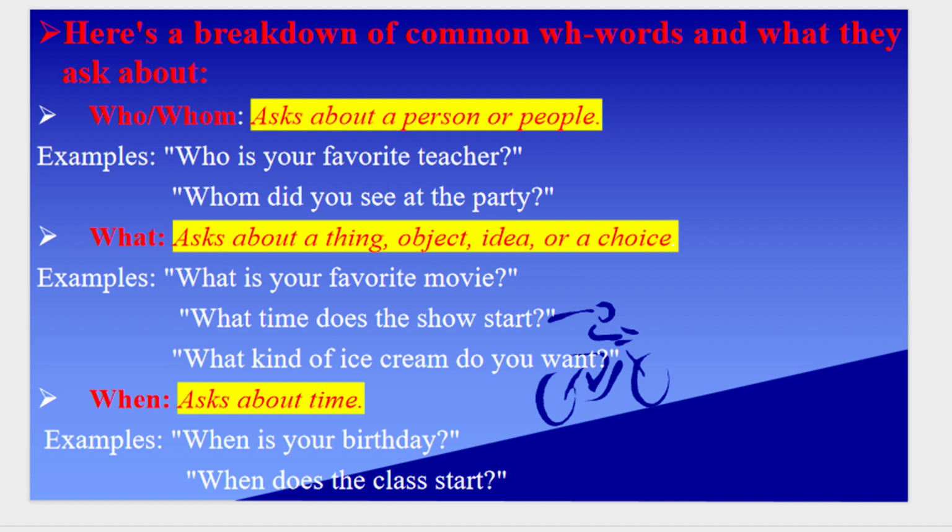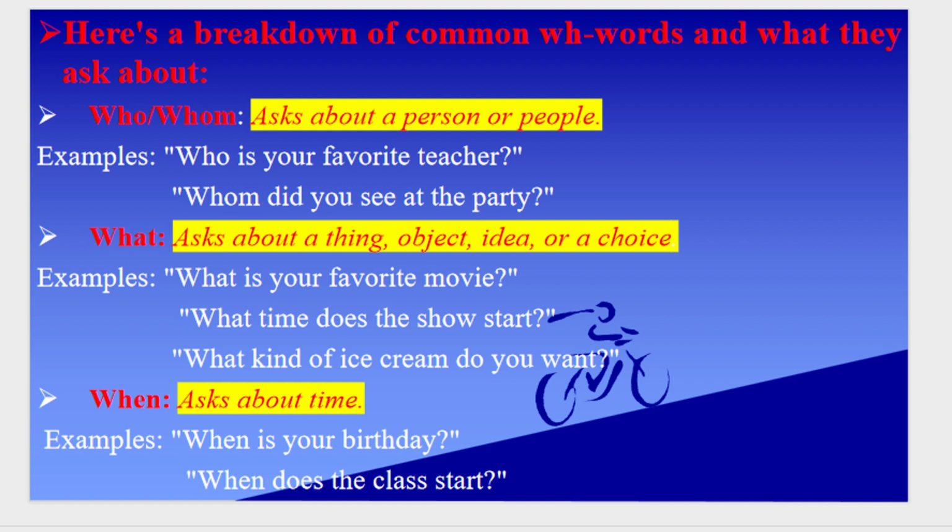Who asks about a person or people. Examples: Who is your favorite teacher? Whom did you see at the party? What asks about a thing, object, idea, or a choice. Examples: What is your favorite movie? What time does the show start? What kind of ice cream do you want?